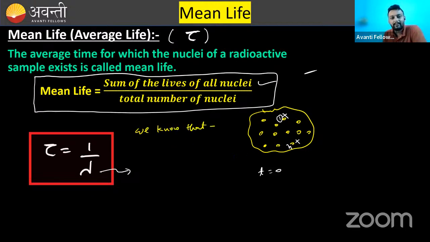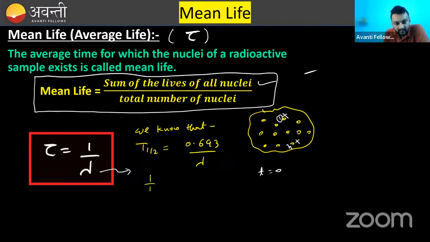Okay, lambda you forgot. Lambda is the decay constant. Now one more thing that we know is that T half is equal to 0.693 by lambda. Is it clear?